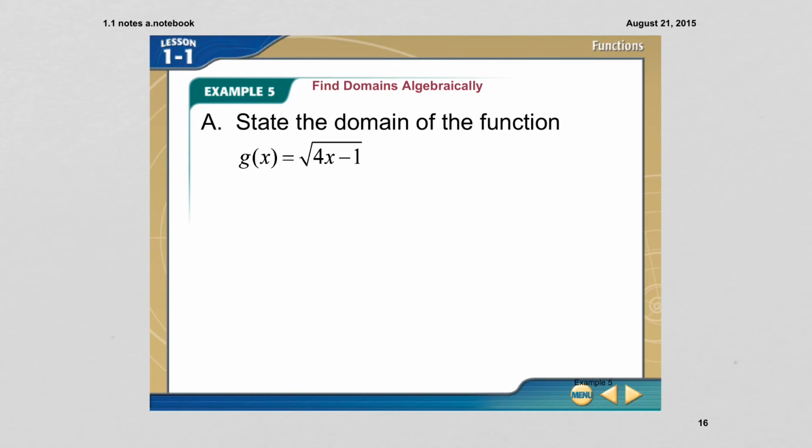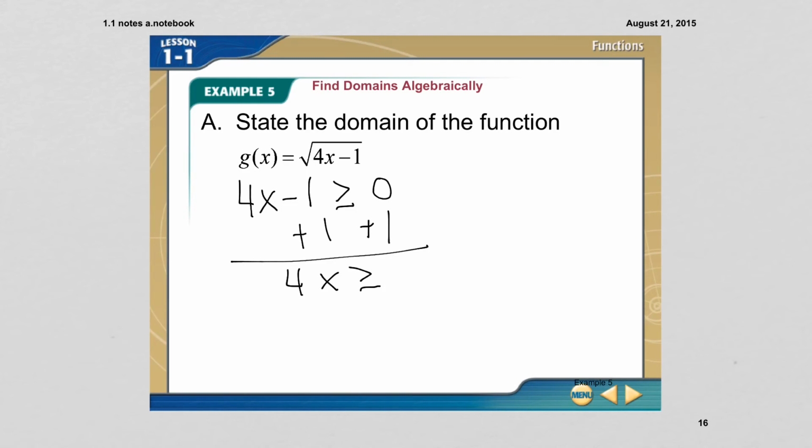Since this function is a square root function, we know what's underneath the radical has to be greater than or equal to 0. So we just set 4x minus 1 greater than or equal to 0. So we solve, adding 1 to both sides, and we get 4x is greater than or equal to 1. Divide through by 4, and x is greater than or equal to 1/4. Okay, you can write it either as x is greater than or equal to 1/4, or you could write it in interval notation, 1/4, comma, positive infinity.